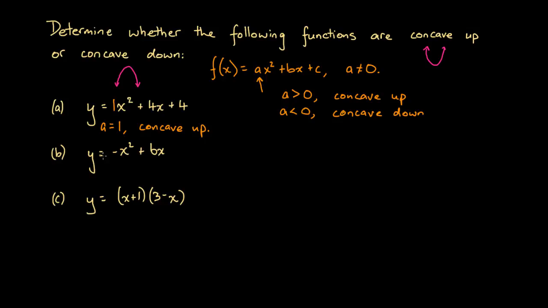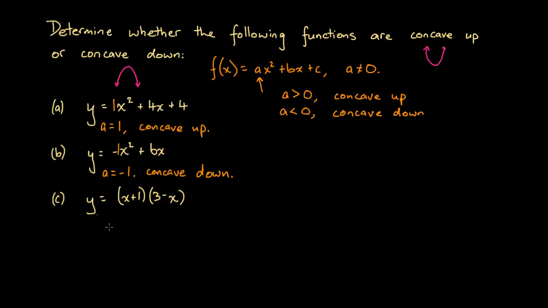Well, here we have y equals negative x squared plus 6x. This 6 looks like a bit of a b, but it's actually a 6. So negative x squared, well, that's the same as saying negative 1 times x squared. In other words, a here equals negative 1. So negative 1 is less than 0. Consequently, according to our rule, this quadratic function is concave down.